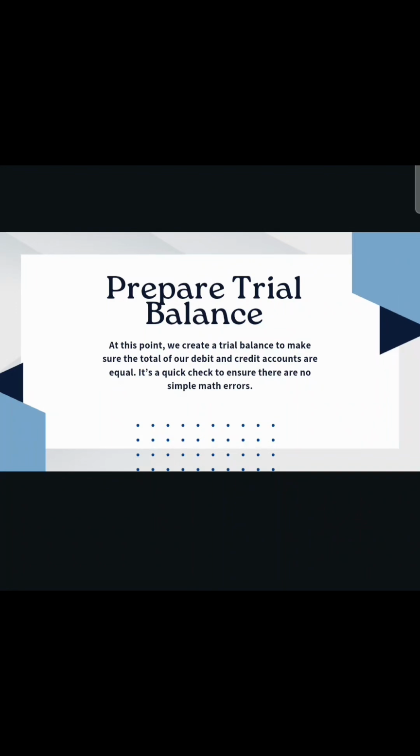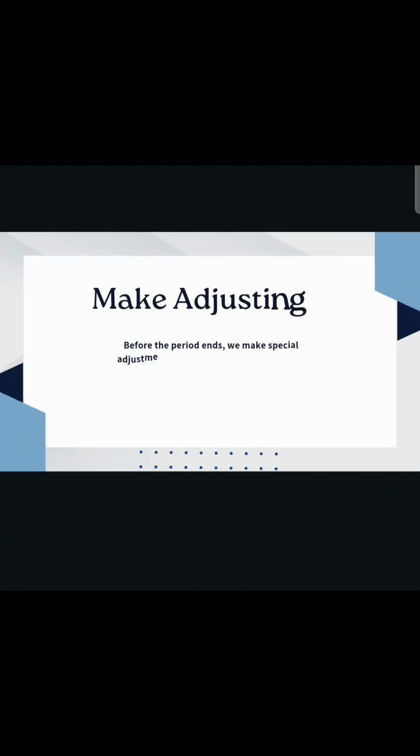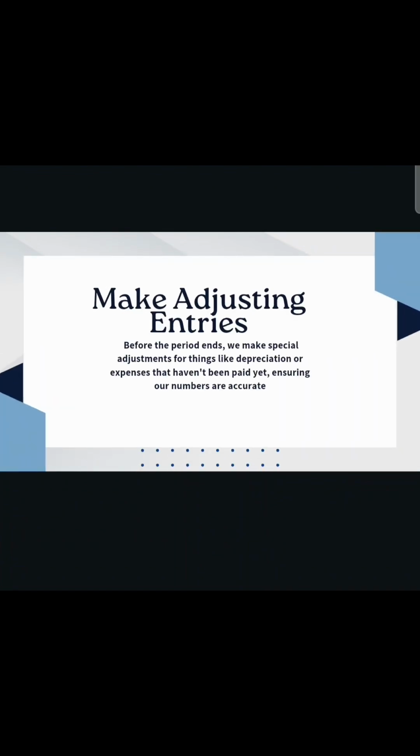Okay, after that, we make adjusting entries. This step may be the most hated step by accounting students, honestly, even though it is the easiest one. As I said, we make special adjustments for things like depreciation or expenses that haven't been paid yet. There are many details related to it. I will explain it in the following videos also, inshallah.